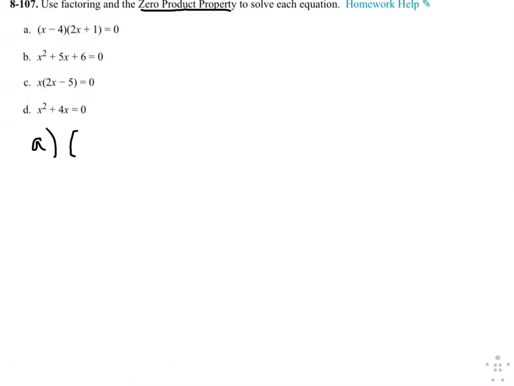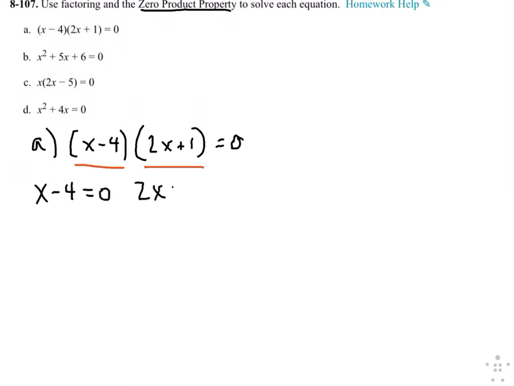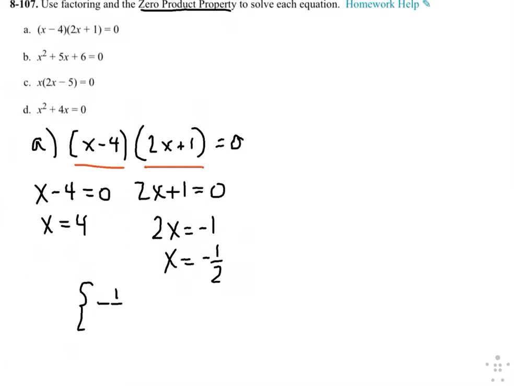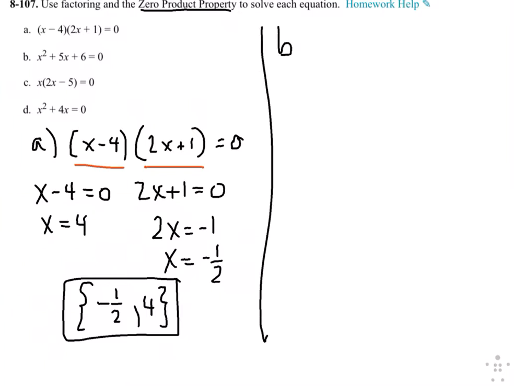So for A, I have x minus 4, and I'm multiplying that by 2x plus 1, and I'm getting 0. So to get 0, either this is 0 or this is 0, because we're multiplying them. So either x minus 4 is 0 or 2x plus 1 is 0. So x equals 4, or 2x equals negative 1, so x equals negative 1/2. In this case, we've solved and got negative 1/2 and 4 as solutions, using the zero product property.